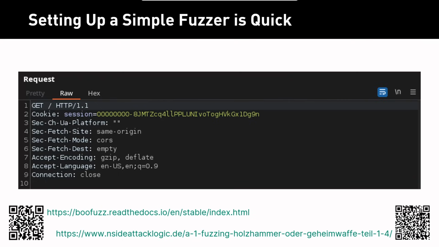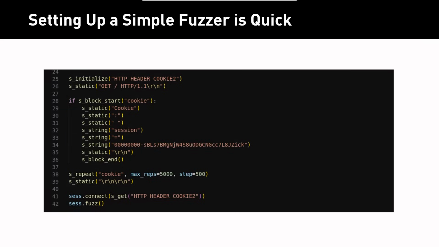What you can see here is a normal HTTP request to the device, to the management interface. Basically, the device will parse the session cookie, and then it will check if our authentication is valid. From experience, we know that parsers are most often a very interesting target for fuzzing, because there you can just make a lot of mistakes. So how would we go about fuzzing this request?